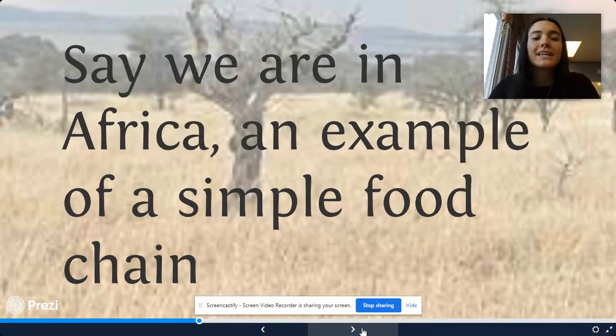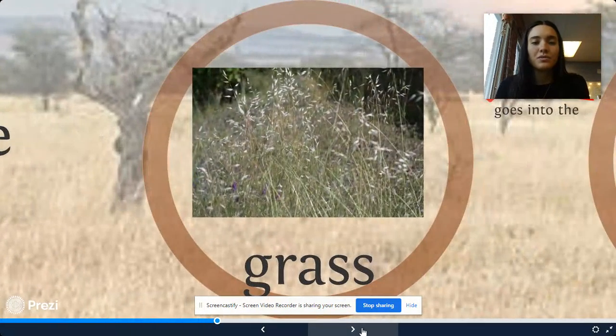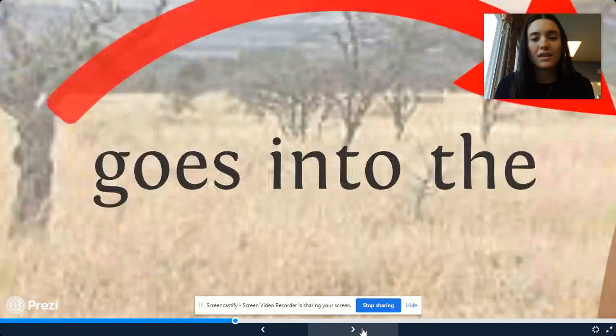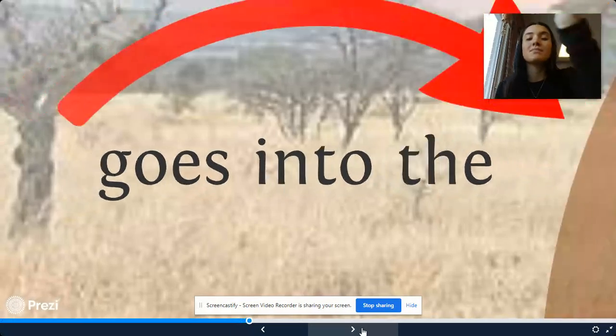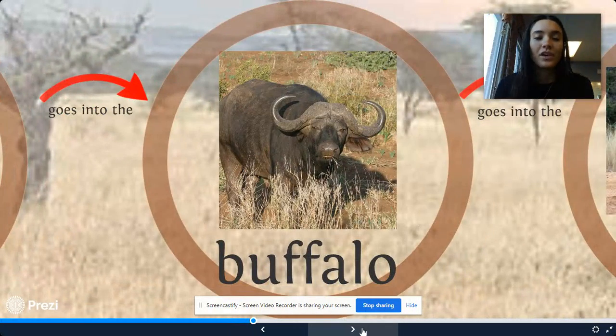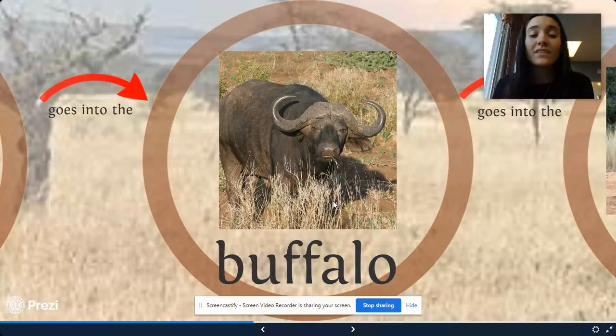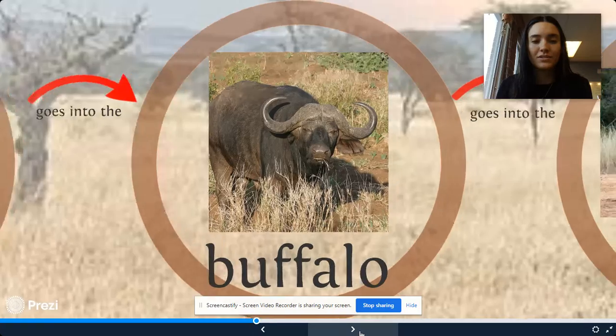So say we are in Africa. An example of a simple food chain would start with a producer, which is grass. Really, this grass got its energy from the sun, but we're not showing that right now. So we're going to start with a producer, which is grass. The arrow is pointing this way because the grass is going into the mouth of the buffalo. So this is our primary consumer. This buffalo is eating the grass, eating the producer.